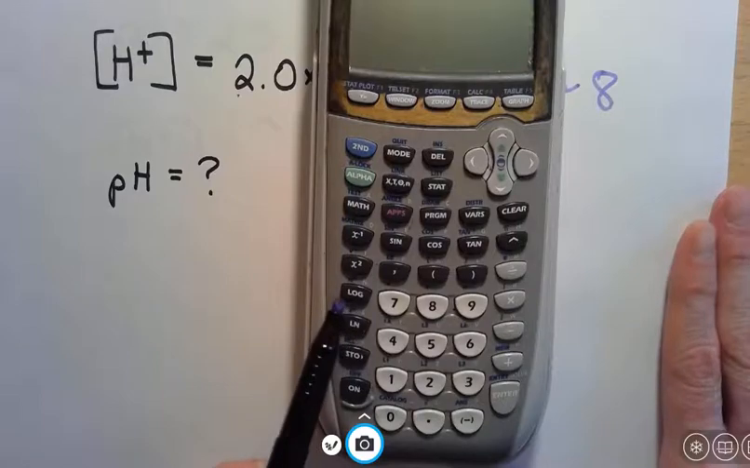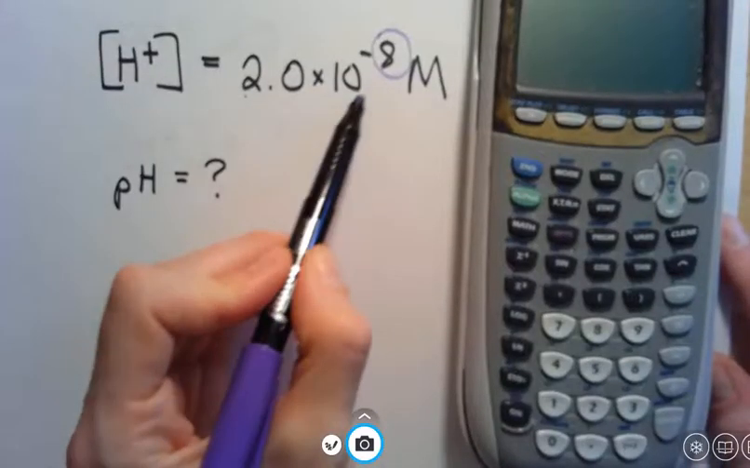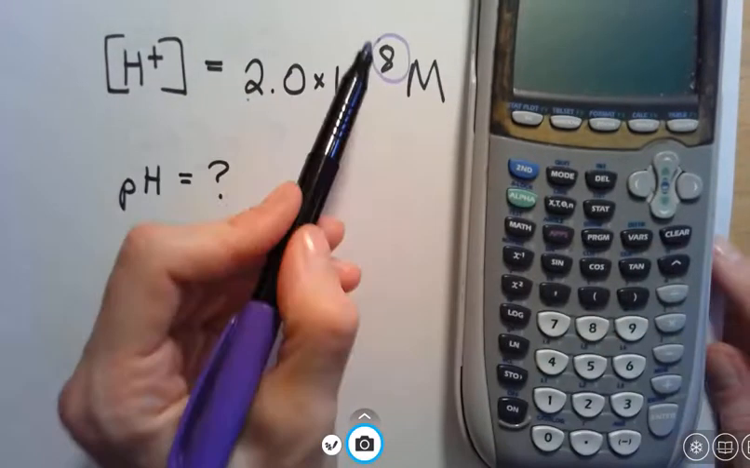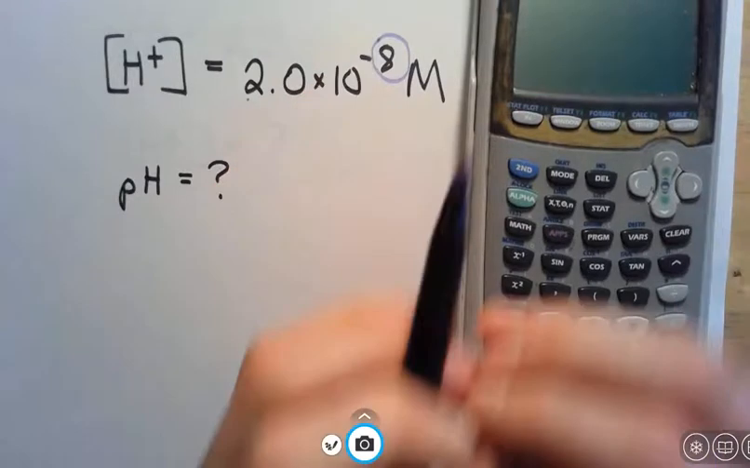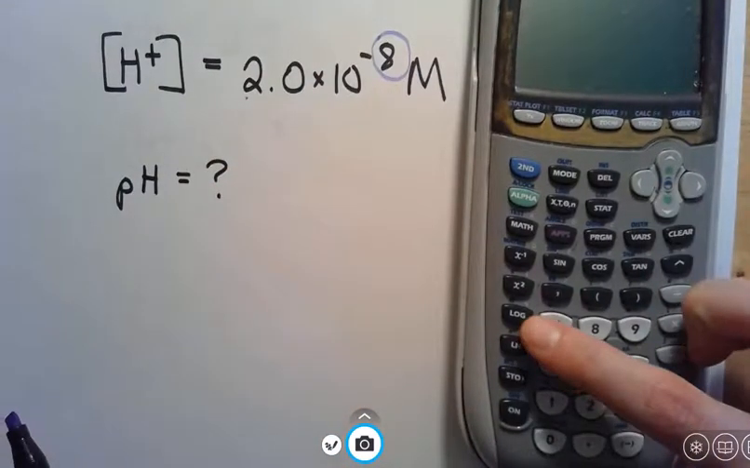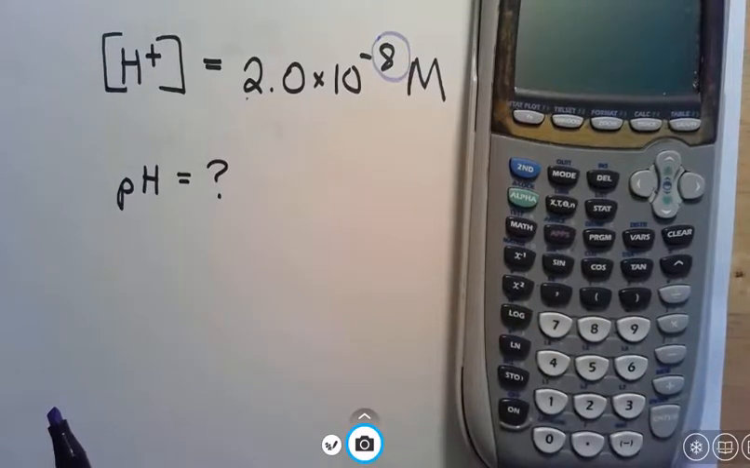What the log button does is it takes this 10 with the exponent and breaks it apart. It pulls that exponent down onto the main line. And so this log button is going to be important for us. This is what you're going to use for all pH calculations.